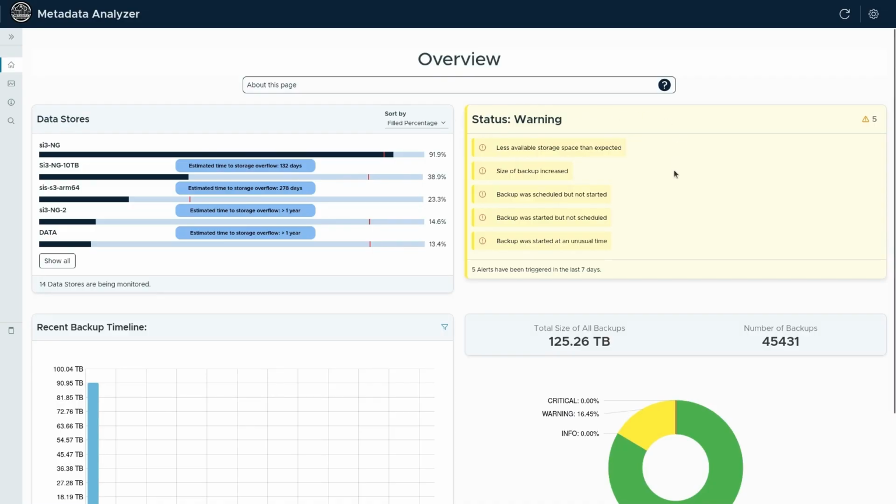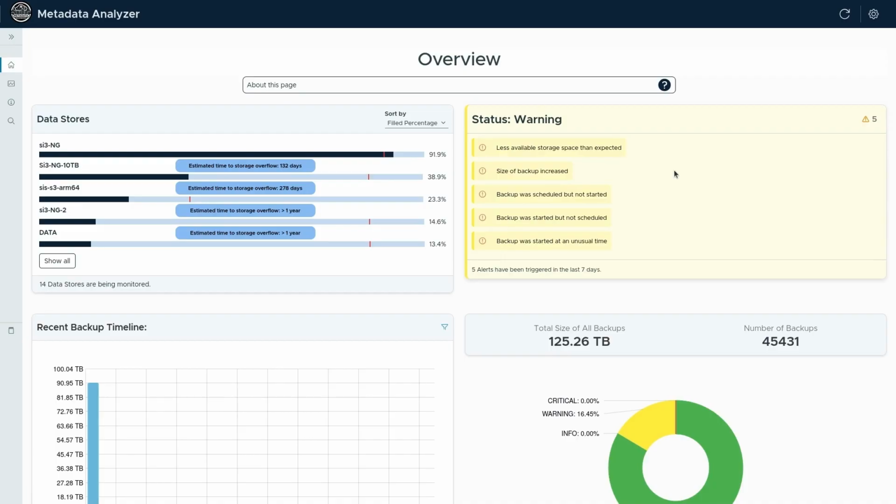The right side of the page is dedicated to alarms. Alarms are messages that signal potential dangers to Joe. They condense important information to help him make sense of his backups without needing to study them in detail.